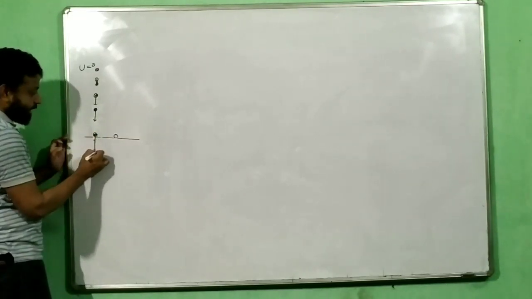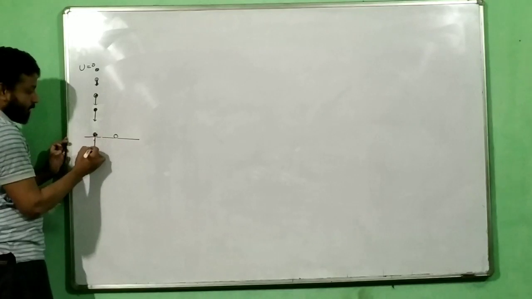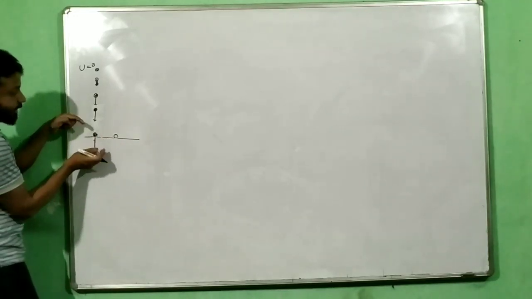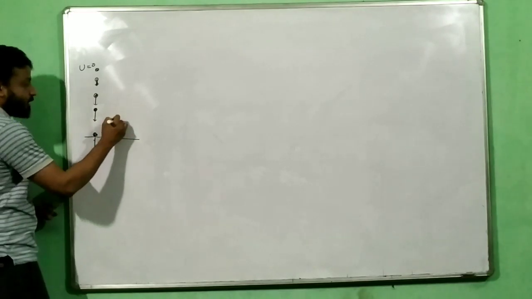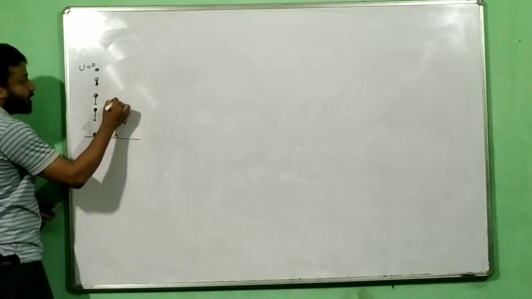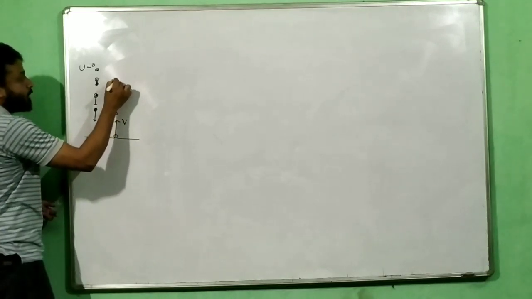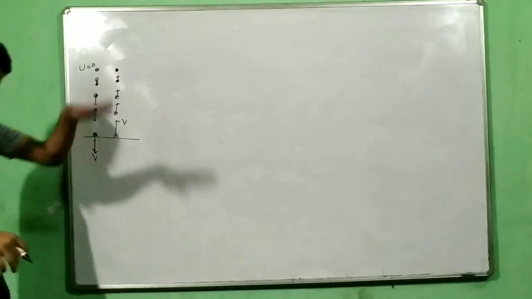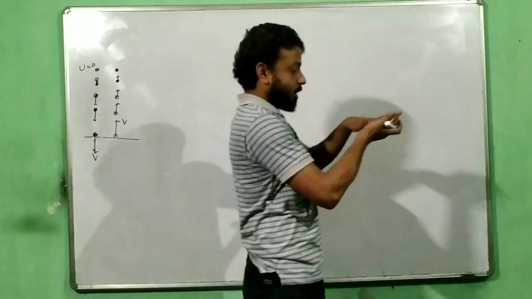So this is where it hits the ground. If it hits the ground with V, within a fraction of time it bounces up with the same velocity V, and then the same story repeats. It goes up, slowly decreasing, and then it becomes 0 again. It comes back to the height. So: drop, bounce, comes back.